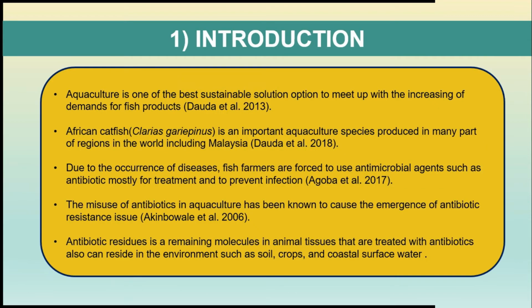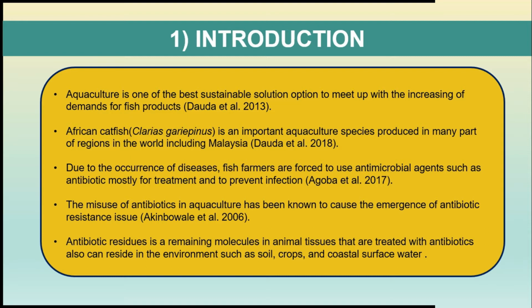Aquaculture is one of the best solutions to meet up with the increasing demands of fish products. There is one important species that is produced from aquaculture, which is African catfish, or also known as Clarias gariepinus. This species is produced in many regions in the world, including Malaysia. But due to some diseases, fish farmers are forced to use antibiotics mostly for treatment and to prevent infection. However, the misuse of antibiotics in aquaculture and other animal farming has caused the emergence of antibiotic resistance issues.